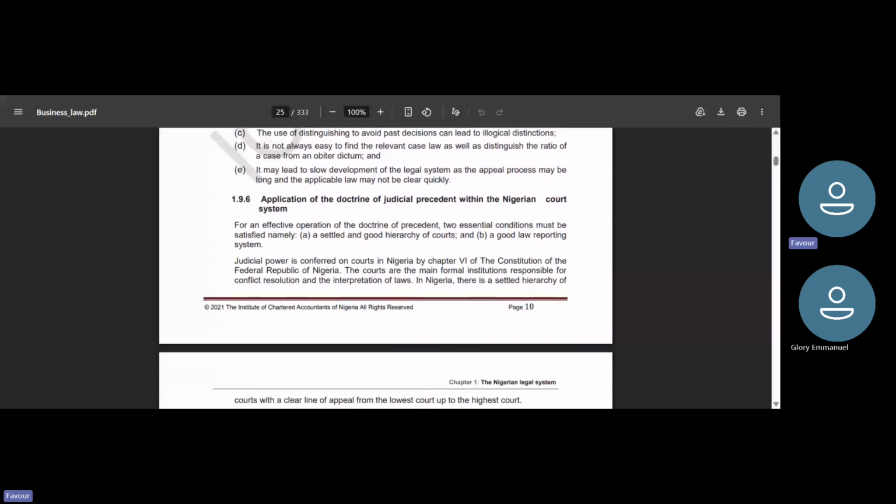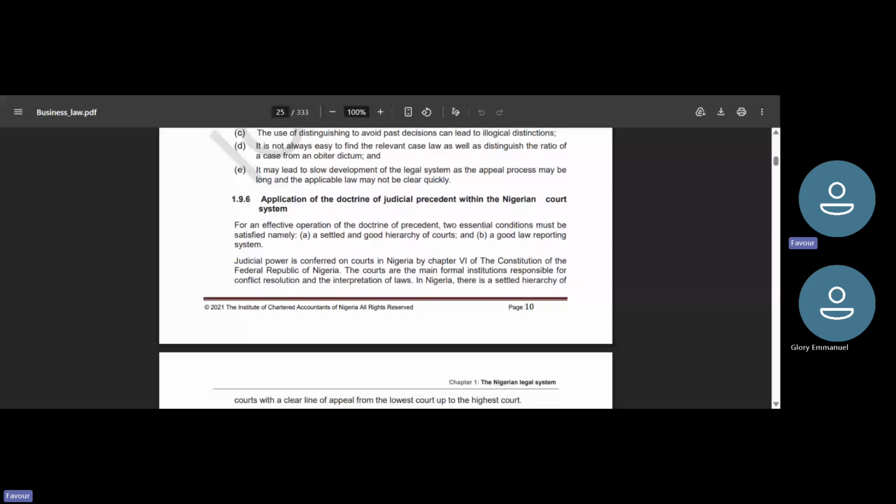So the application of the doctrine of judicial precedence within the Nigerian court system. For an effective operation of the doctrine of precedence, two essential conditions must be satisfied. The first one is a settled and good hierarchy of courts, and the second is a good law reporting system. So the two conditions, remember, are a settled and good hierarchy of courts and a good law reporting system. These are the conditions that must be satisfied before an effective operation of the doctrine of precedent.